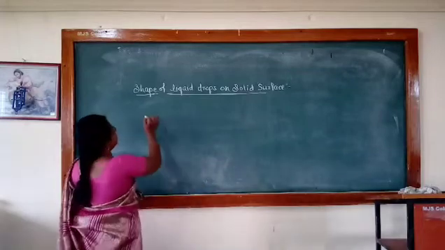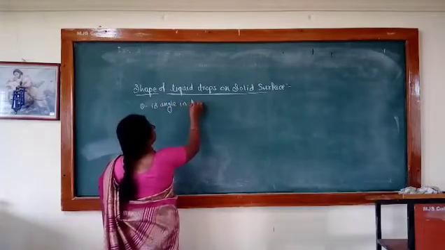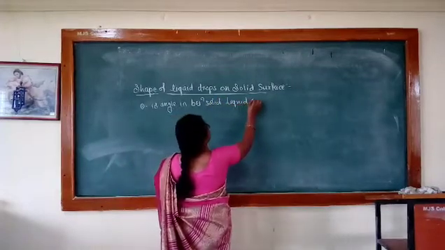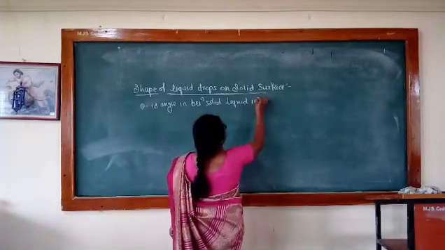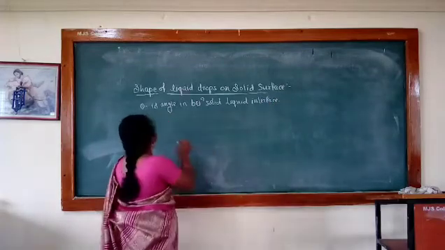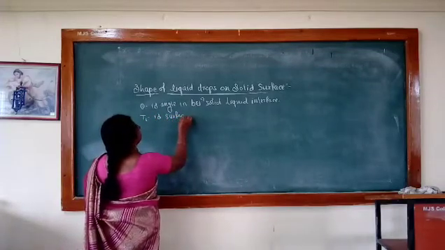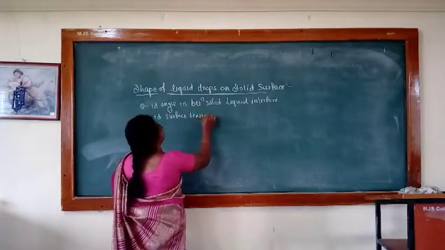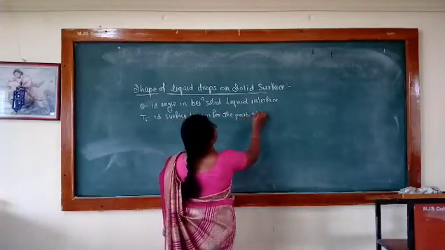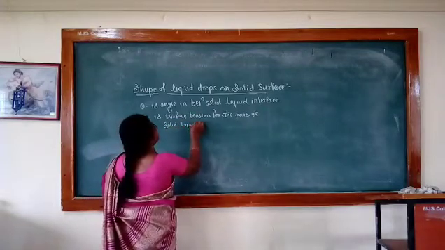For that purpose, consider theta is the angle in between, at the solid liquid interface. Okay, theta is the angle in between them. Then suppose T1 is the surface tension for the pair, that is, the solid liquid interface.